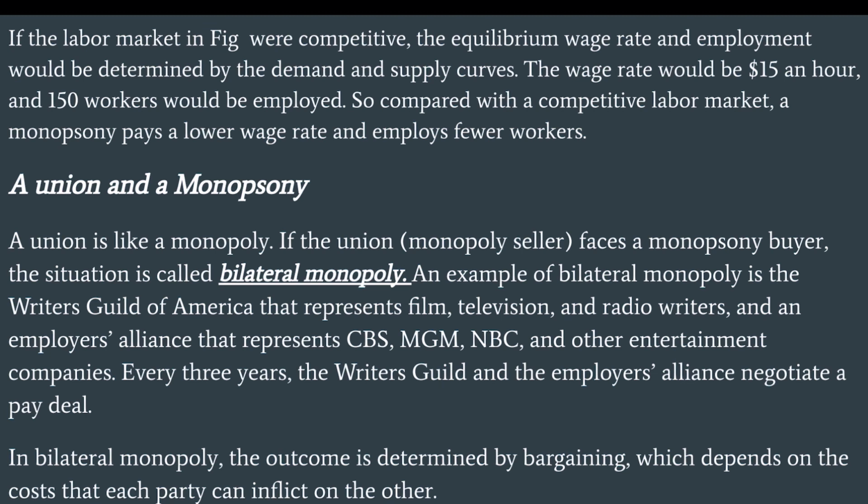A union and a monopsony. A union is like a monopoly. If the union, a monopoly seller, faces a monopsony buyer, the situation is called bilateral monopoly. An example of bilateral monopoly is the Writers Guild of America, which represents film, television, and radio writers, and an employers' alliance that represents CBS, MGM, NBC, and other entertainment companies. Every 3 years, the Writers Guild and the Employers' Alliance negotiate a pay deal. In bilateral monopoly, the outcome is determined by bargaining, which depends on the cost that each party can inflict on the other.